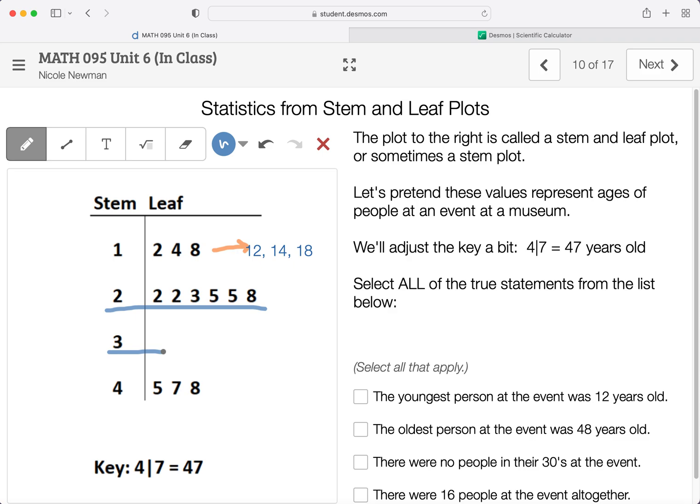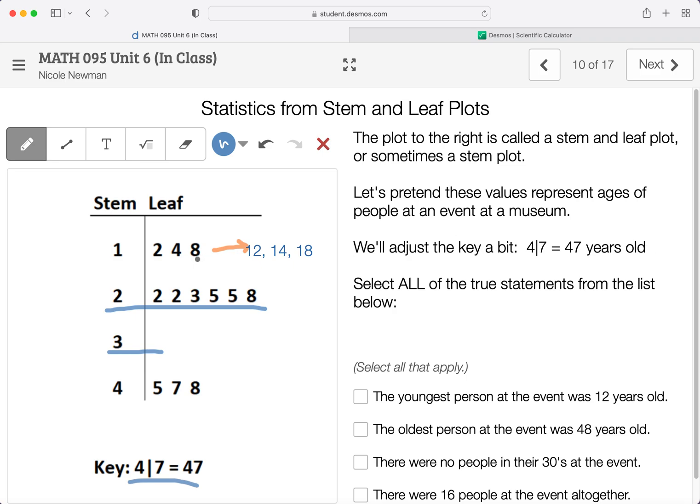but we should also be able to say some other things, like what the heck does it all mean? So the key down here tells us that 4 for the stem and 7 for the leaf means 47. And I've told you in the instructions that that really means 47 years old in this scenario.